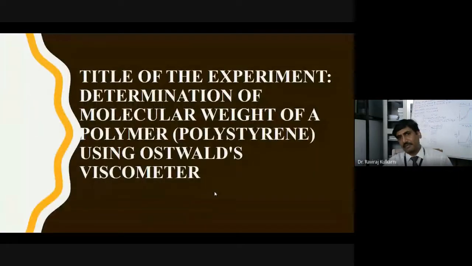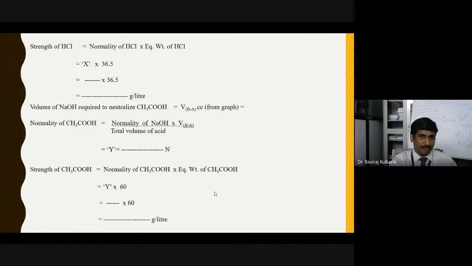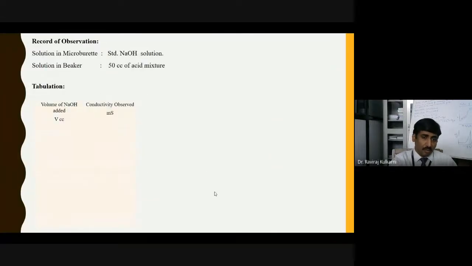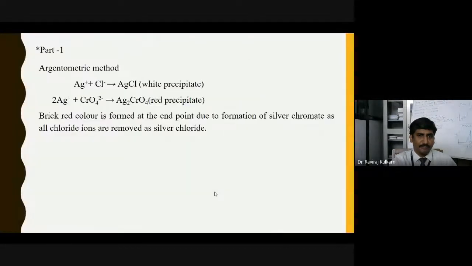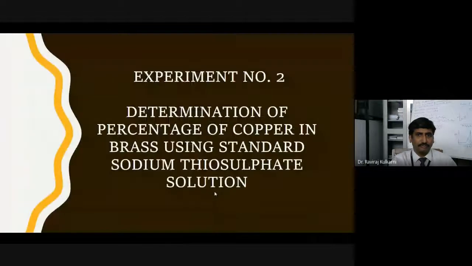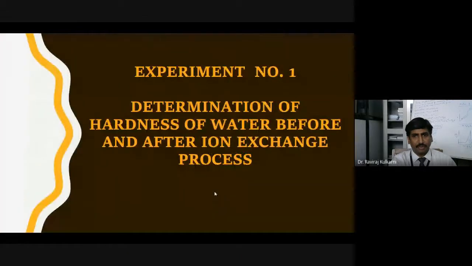Then the next experiment is determination of molecular weight of a polymer, especially the polystyrene we give, using Ostwald's viscometer. Based on viscosity, we tell the molecular weight of the polymer. That's it. So we have 10 experiments, 5 volumetric experiments and 5 instrumental experiments. We'll start with the first one, determination of hardness of water before and after ion exchange process.